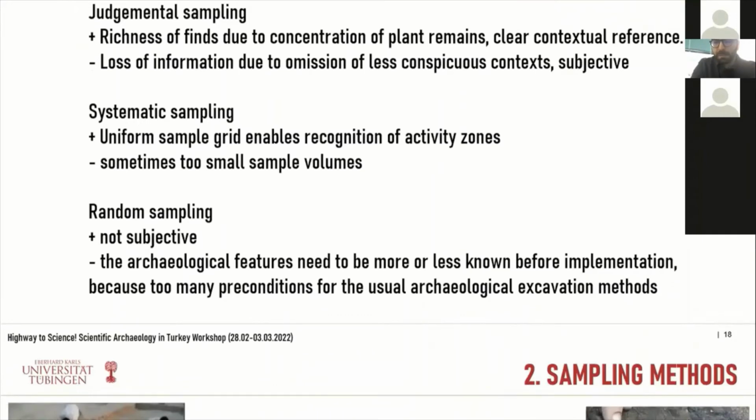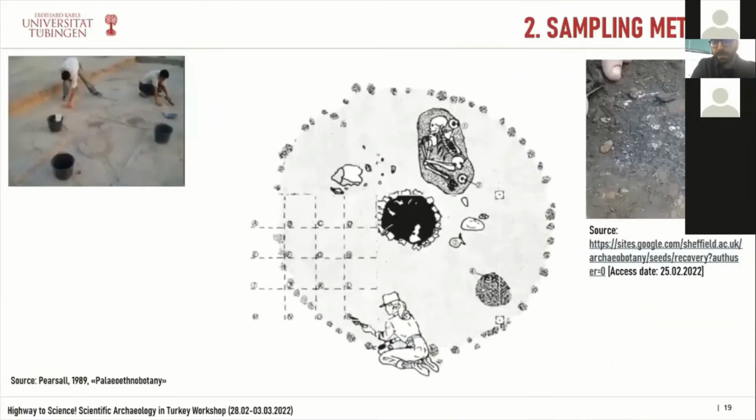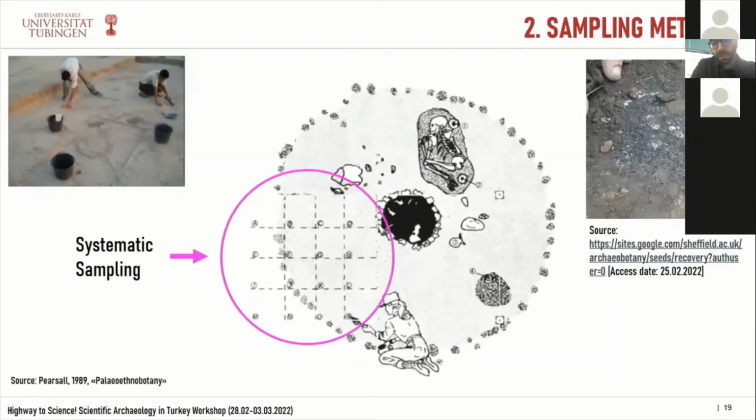But perhaps the best method, for the Near East especially, would be some kind of merging of systematic sampling with judgmental sampling. Here you can see an application of systematic sampling. This archaeologist is putting smaller grids over here, and she will take samples from this part.